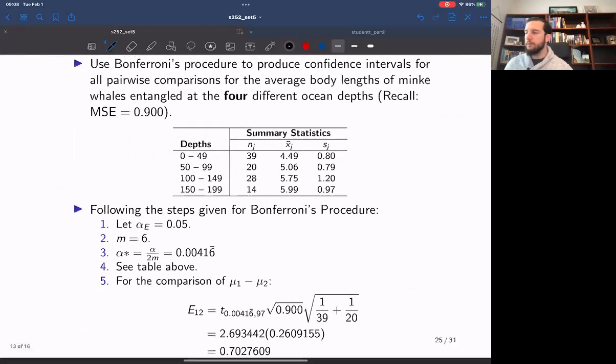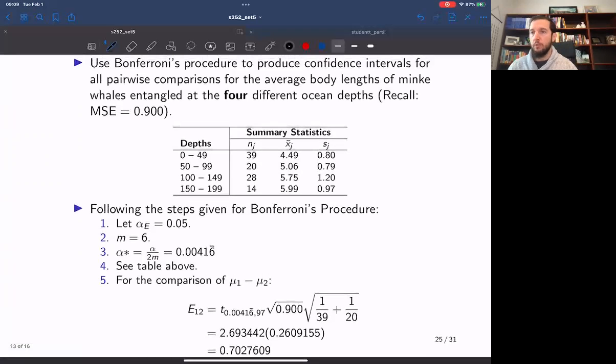Okay, so for the minke whale data set, we are going to use multiple comparisons to determine where the differences lie among those 4 different depth levels. Okay, so we rejected the null hypothesis that the means are equivalent. So back in lecture set 4, we ran the ANOVA. From the ANOVA, we found evidence of a difference. And now what we are interested in doing is determining where the differences actually exist. So we're going to do this using a Bonferroni procedure.